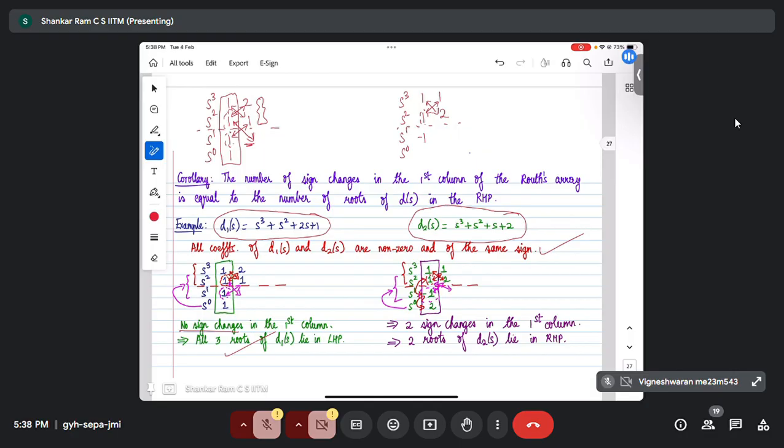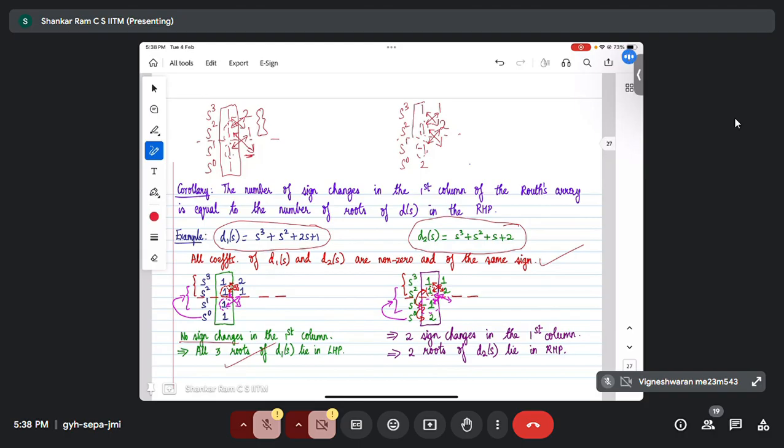Then we go to the s power 0 row, we multiply minus 1 with 2, subtract the product of 1 and nothing, divide by minus 1, we get 2. We get plus 2, because why? Minus 2 divided by minus 1 becomes plus 2.